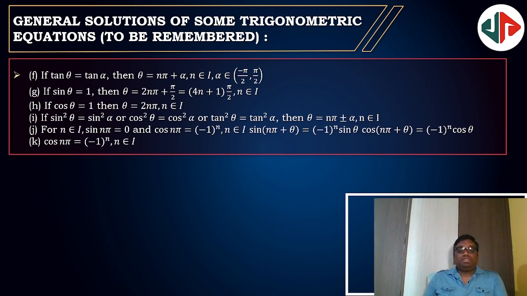Only one value will exist, pi by 2 only. Cos theta is equal to 1 means cos theta value is equal to 1 when theta is equal to 0, or theta is equal to 2 pi, or theta is equal to 4 pi. So theta is equal to 2n pi.